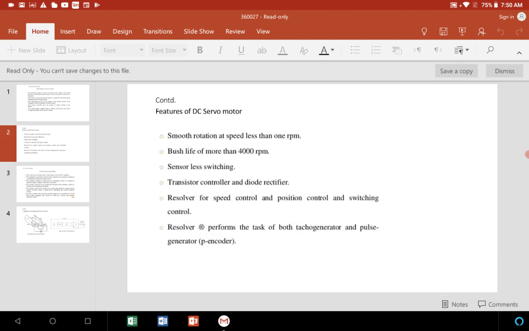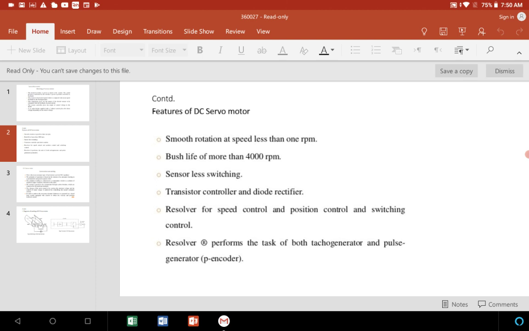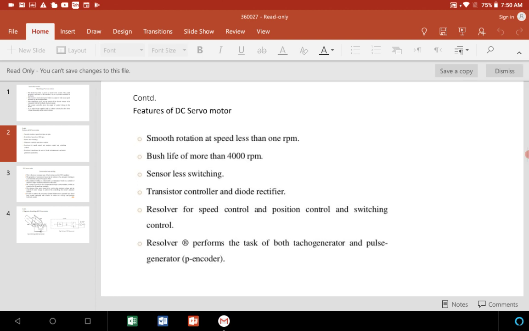So the first one is the DC motors. As you can see here, the features. What are the features of the DC servo motor? Smooth rotation at speed less than 1 rpm, brush life more than 4000 rpm, sensorless switching, transistor controller and diode rectifier, resolver for speed control and position control and switching control. The resolver performs the task of both tacho generator and pulse generator.